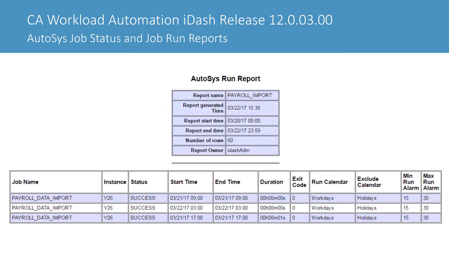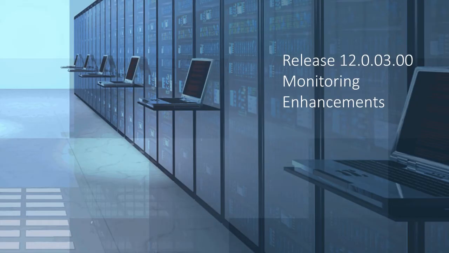In this example, we have an AutoSys job run report. The new columns are filled in with the appropriate data from the job's definition in CA Workload Automation AE.